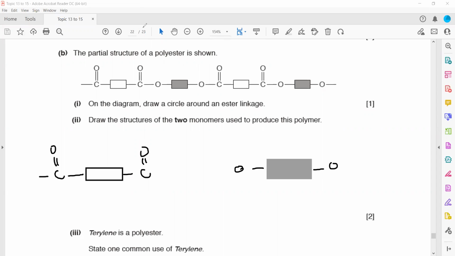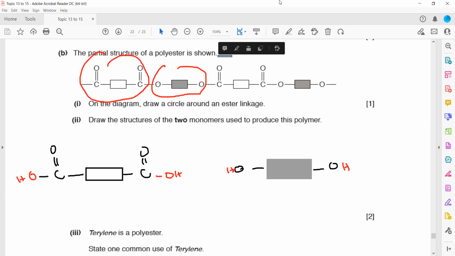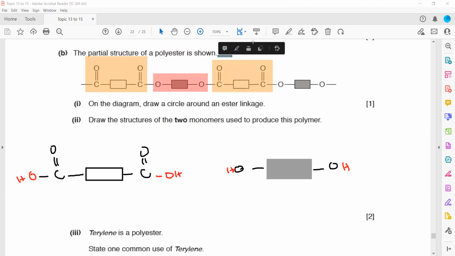So what we do, we just complete the structure. This is a carbon, because this will be a dicarboxylic acid, so this will have OH. And this will be a diol, so OH will be there. So these are the monomers which react to form this. This is one part. This is the other part. If I shade the region, this is one part of a molecule, one monomer. And this is from the other.